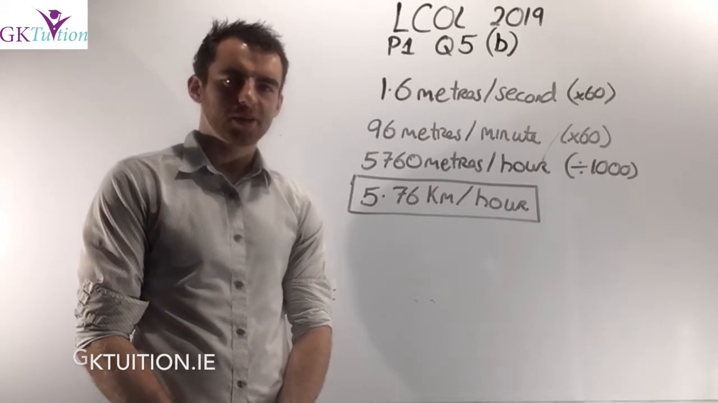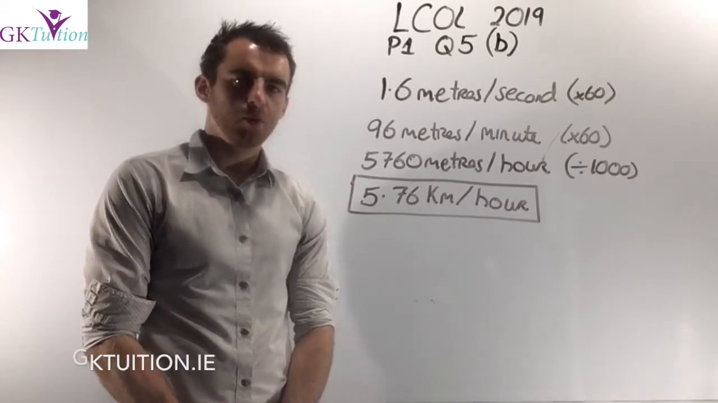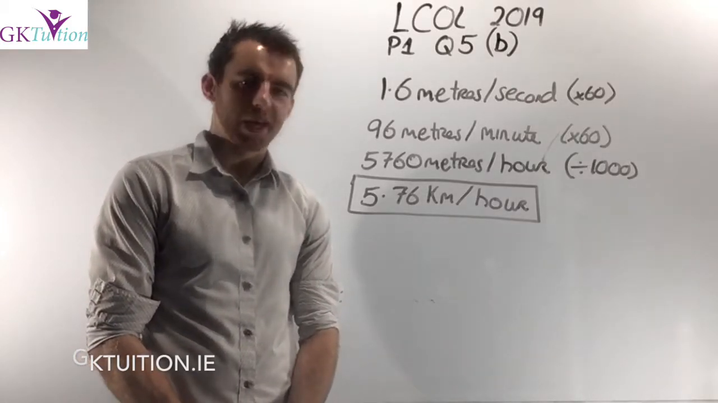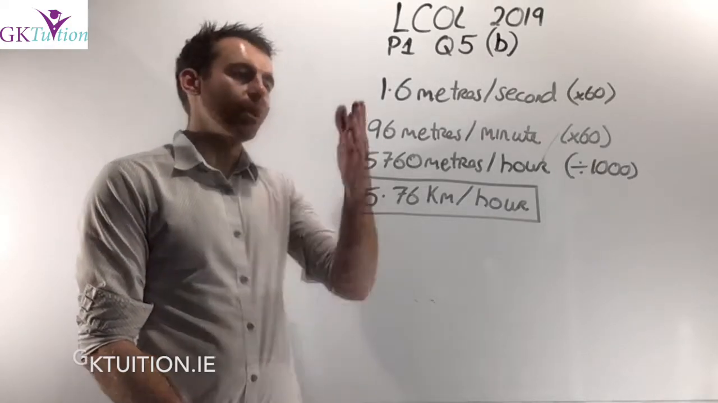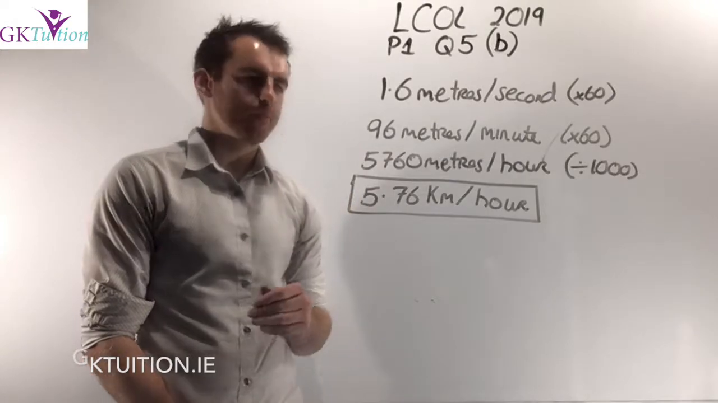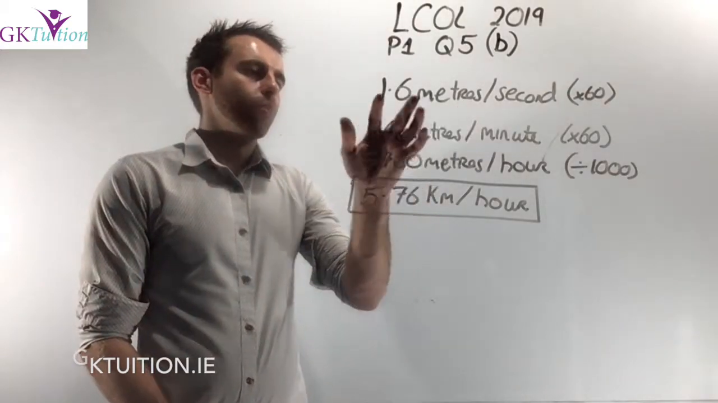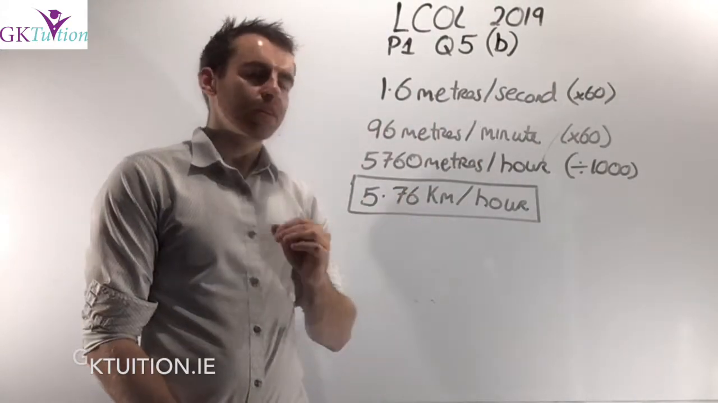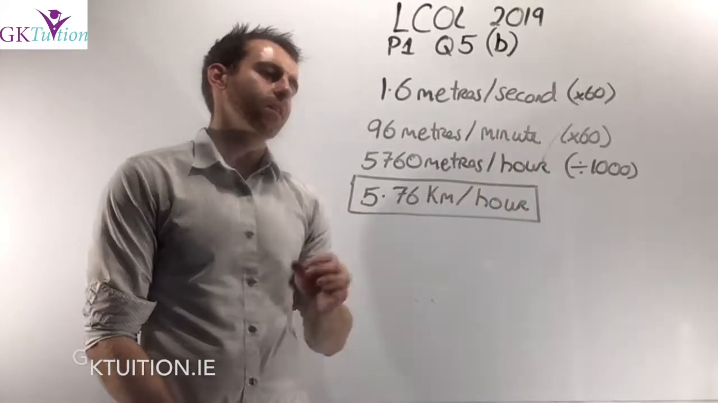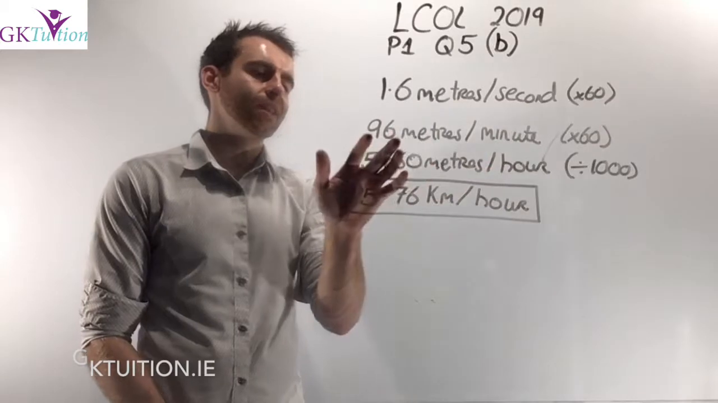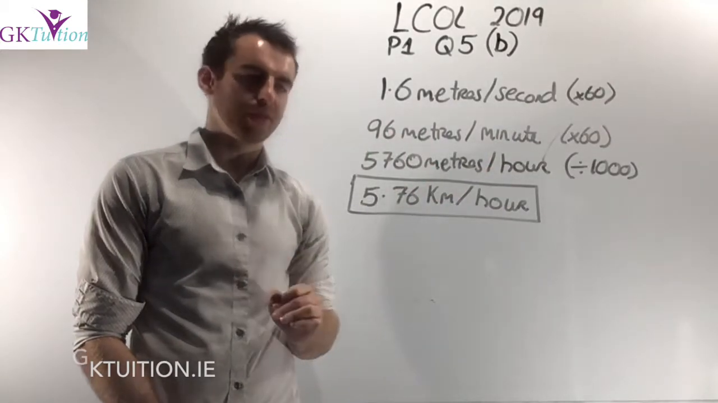Okay, in the next part of this question, we're told that Nuala can walk at 1.6 meters per second. And we're asked to convert this to kilometers per hour. So basically you just do this step by step. If she walks 1.6 meters per second, in order to figure out how far she would go in a minute, I need to multiply by 60. So 1.6 by 60 gives me 96 meters per minute.